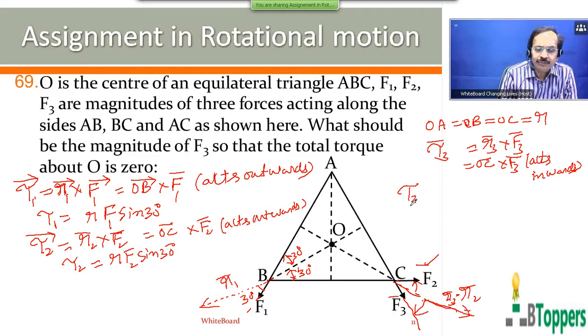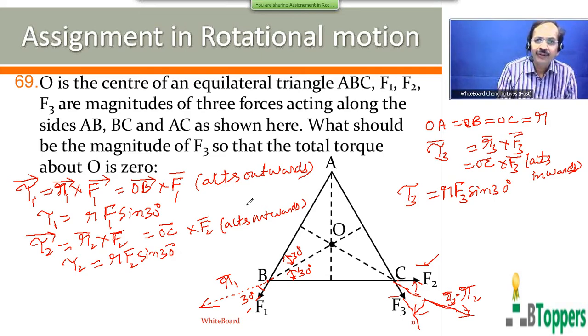So the moment of the third force F3 bar is equal to R into F3 into sine 30 degrees. You can observe that the moments of the first two forces F1 bar and F2 bar act outward. That means the first two forces F1 bar and F2 bar try to produce rotational motion in anti-clockwise sense about the point O.